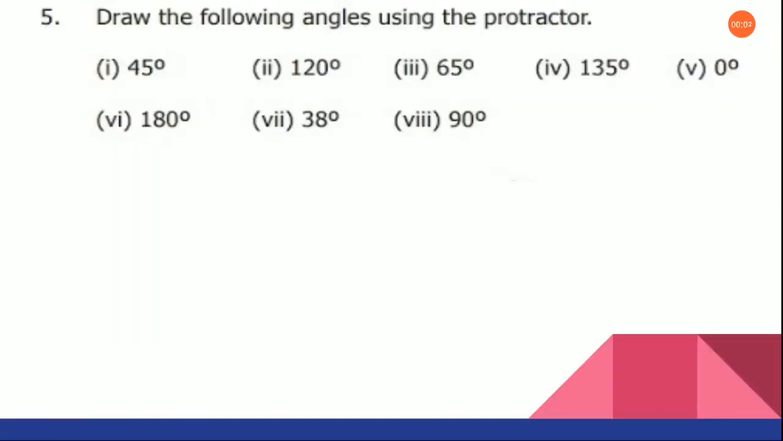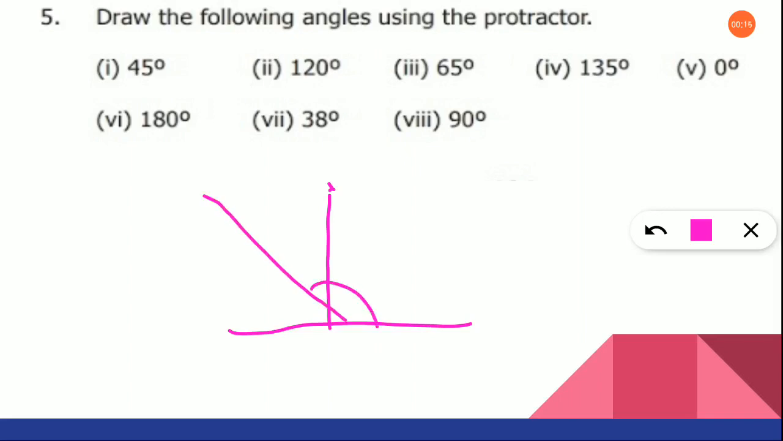Same way you are going to draw for 120 degrees. 120 degrees will be, if the 90 degree is here, which side will the 120 degree be? It should be this side. So it will be like this. Next is 65 degrees, 135, 0 degrees. How will you mark 0 degrees, children?